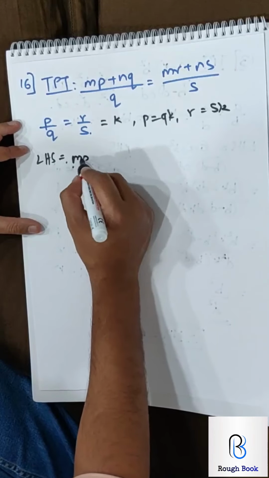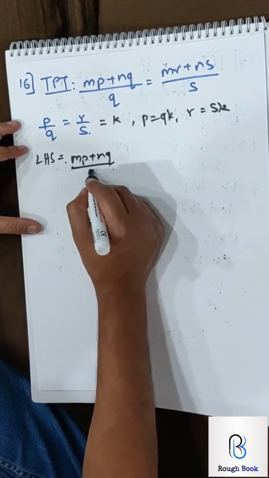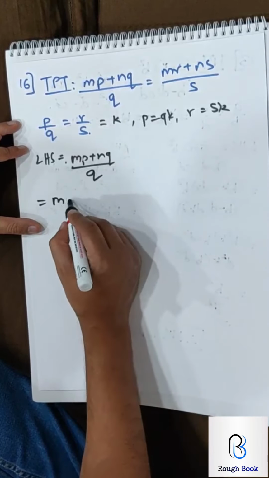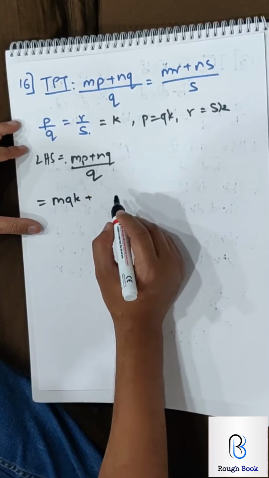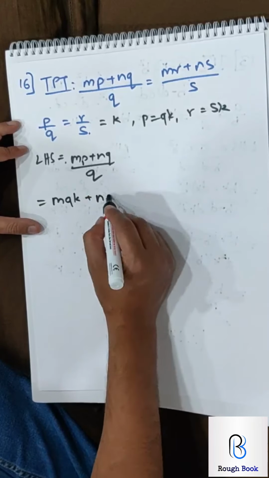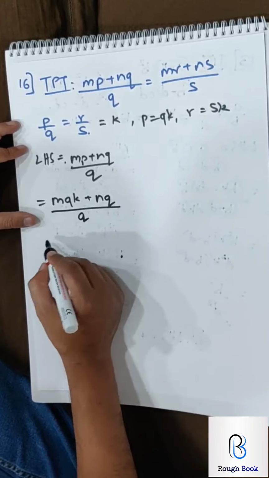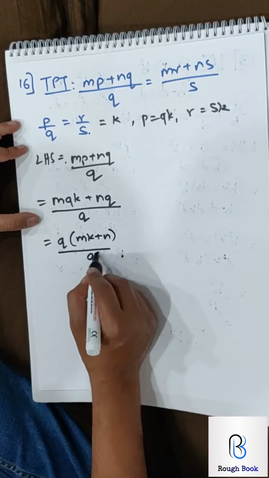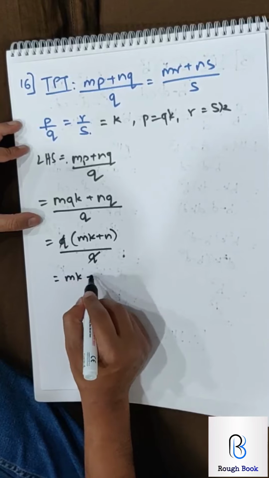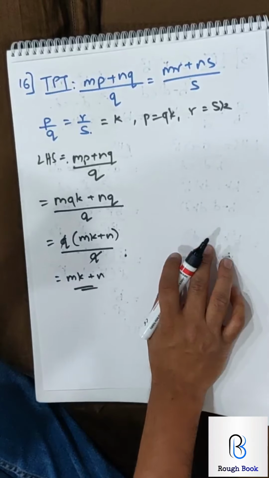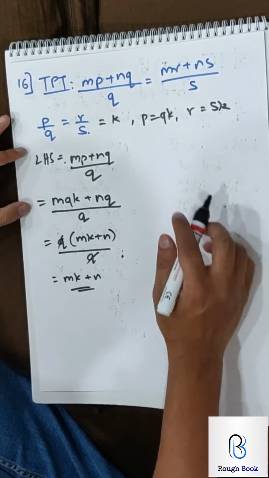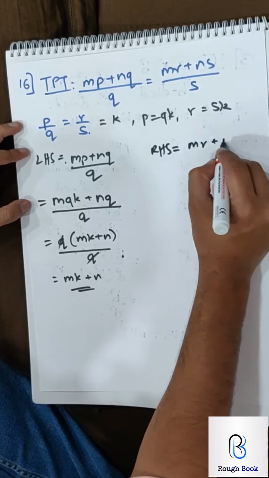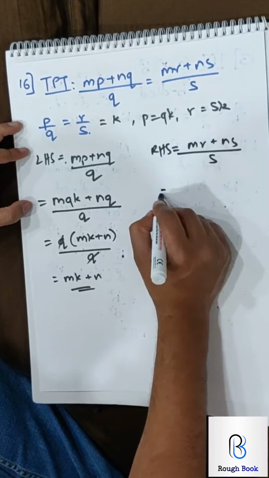So pick your LHS, substitute M as it is, but P can be written as QK. N as it is, Q also as it is. Nothing can be done upon Q. I can pull Q common, MK plus N upon Q, Q cancels. So MK plus N is what I get. I don't know if this is correct. Let's try the other side. If it doesn't work, then we'll see how to manipulate.